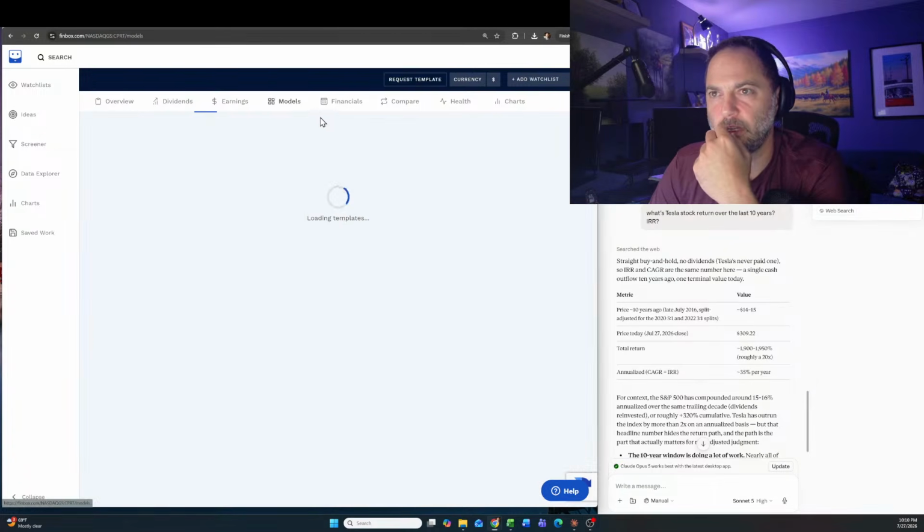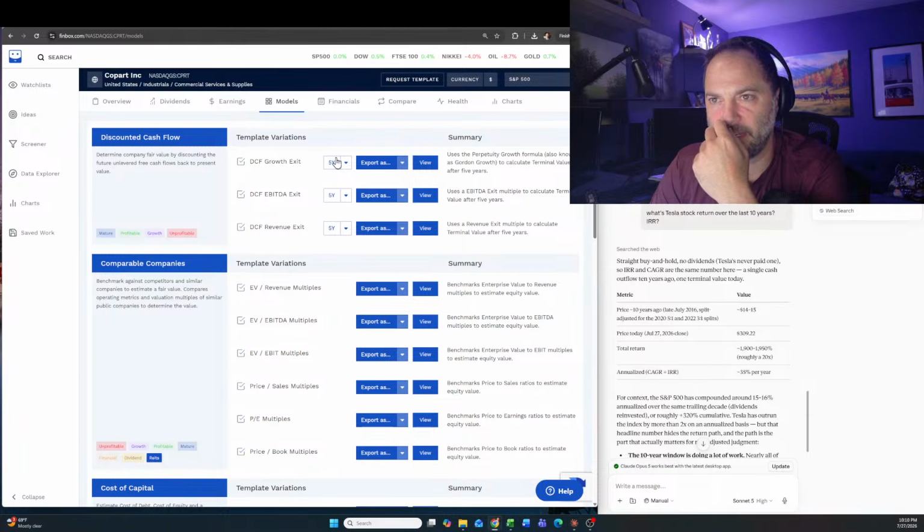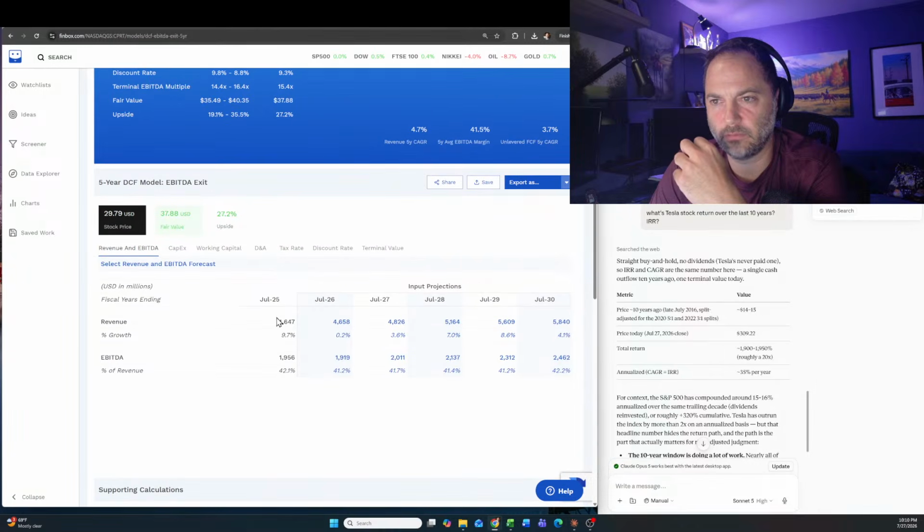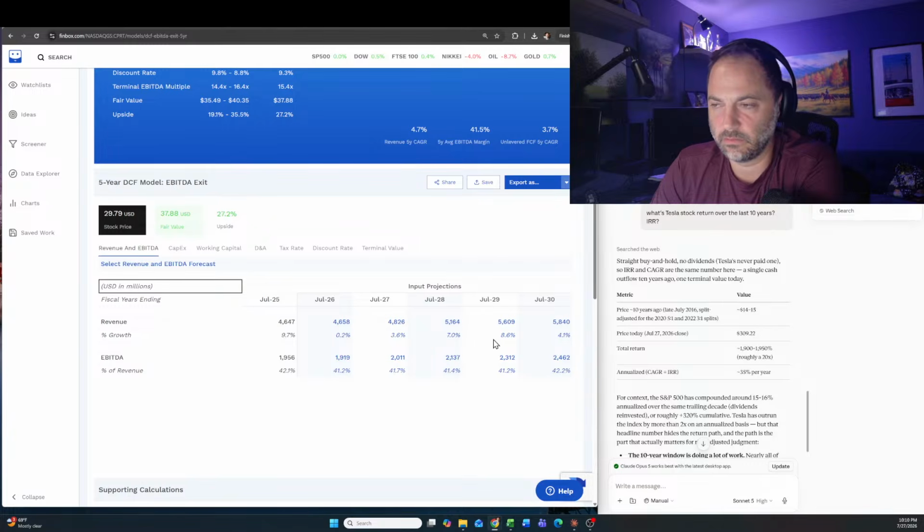So models. Let's see what these guys have. They've got a 5-year EBITDA model. Let's see what this looks like. So they're saying revenue 4.6 billion. Billion? Yeah, well, it's bigger than I thought. Growth is kind of low single digits. Margins are 40%. Margins are very strong. No margin growth. Mid-single digit earnings growth.